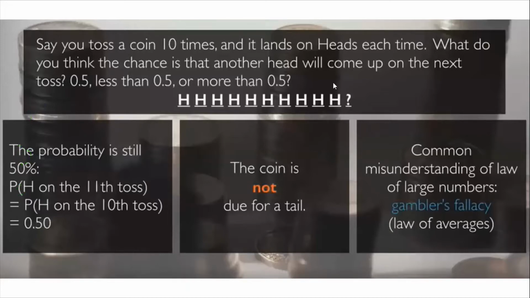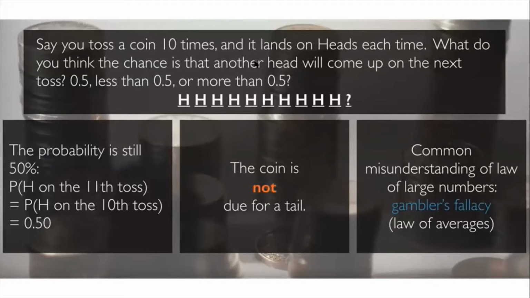Now let's talk a little bit about coin toss. Say you toss a coin 10 times and it lands on head each time. What do you think the chance is that another head will come out on the next toss? So here is the question. You toss a coin 10 times, and every time you get a head. What do you think will happen the 11th time when you flip the coin?